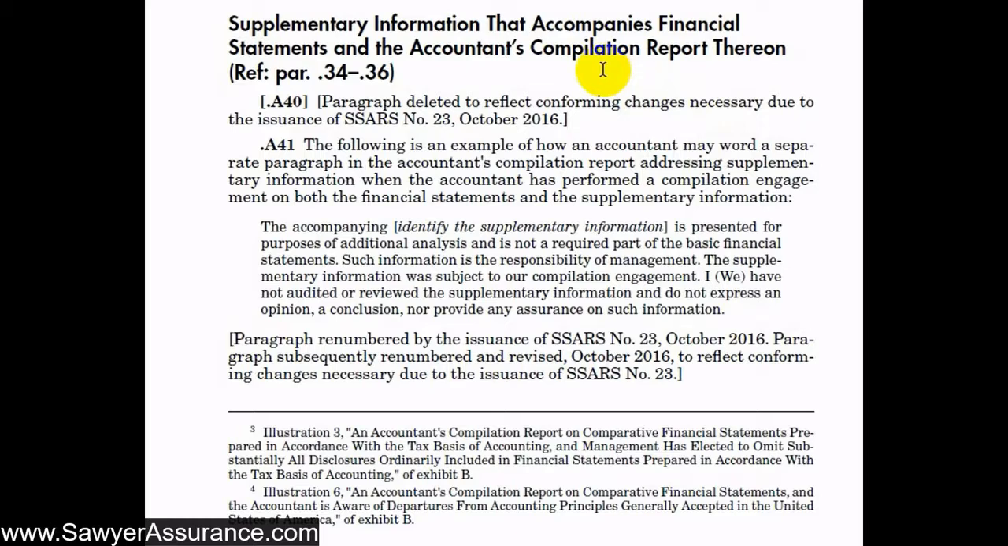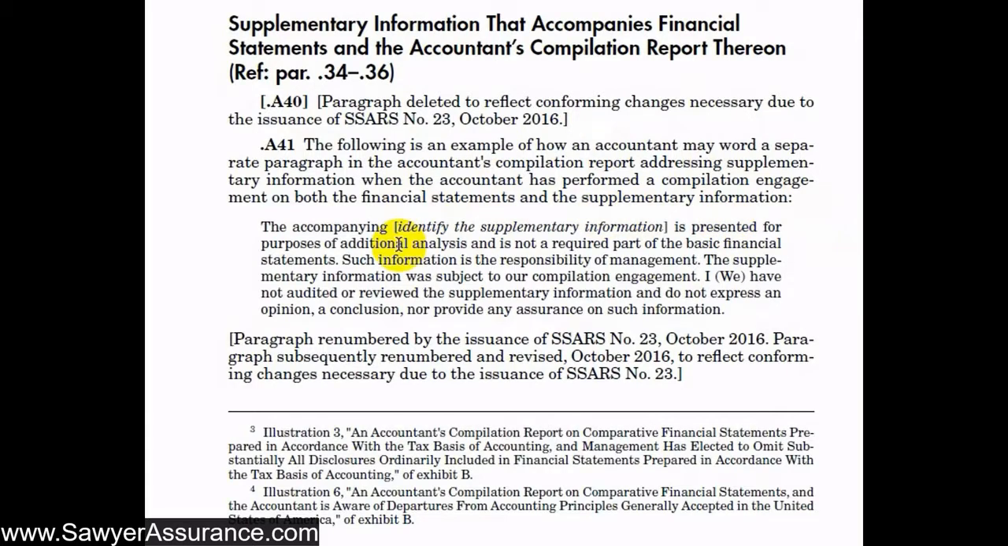Okay, so now with our new understanding of what supplementary information is, we can understand what to do or what to include in our accountant's compilation report when management has included supplementary information with their financial statements. So we have here a few examples of what to include. It says that this is an example of how an accountant might word a separate paragraph in an accountant's compilation report that addresses the supplementary information when we have performed a compilation engagement on both the financial statements and the supplementary information. So this is the one where we have included the supplementary information in our compilation procedures.